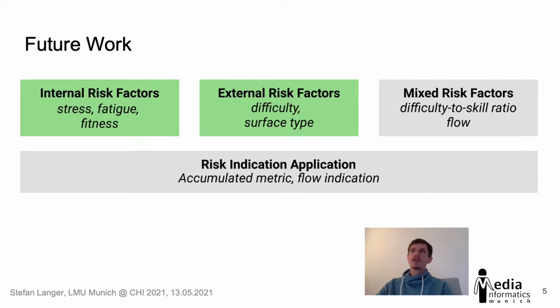And how could we solve this in the future? For internal risk factors, we have a lot of data in those smartwatches already. We have external risk factors where we detected difficulty and surface type with machine learning algorithms. And then we have mixed risk factors like difficulty to skill ratio. For that purpose, we are recording a data set from which we hopefully can detect mismatches in difficulty to skill, or maybe detect fear or other indicators.